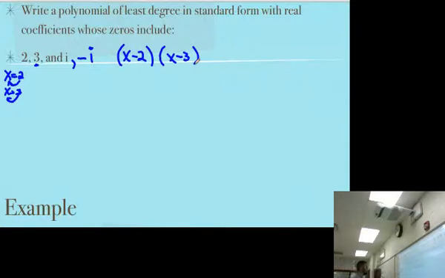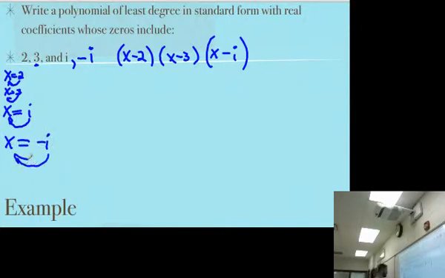Yeah, and it's the same thing. So if x has got to equal i, then I've got to have x minus i. Because if you set this equal to 0, you bring the i over to the other side. And then if x equals negative i, and I want that equal to 0, I'm going to get that i over to the other side, and I'm going to have x plus i equals 0. All right, so did you catch that?